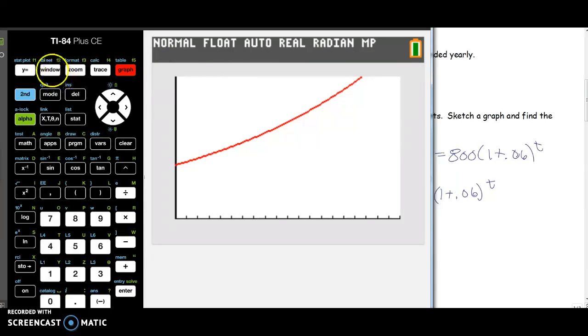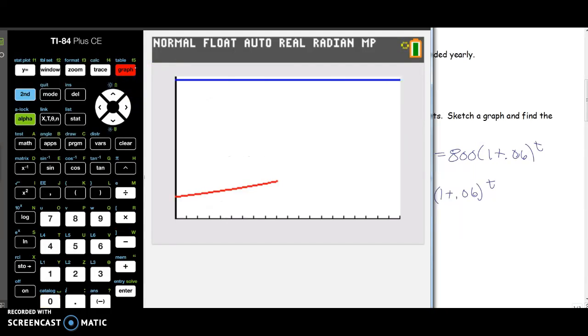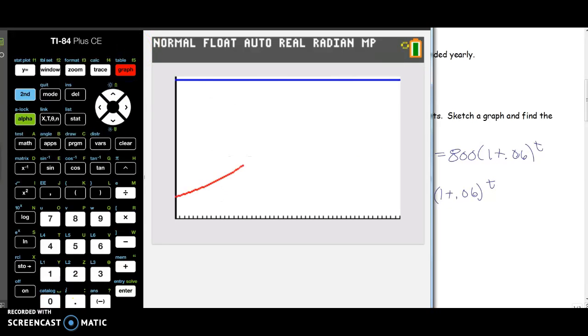If this happens, remember you go to your window and change your y max to a little bit bigger than your largest number. Well, in this case, we have 5,000, so let's say 5,100. And there it appears. But look what happens. Our red line now doesn't intersect. So we have to go back to window and change our x max. Let's change it to 50. And there we go. Now we can see it.